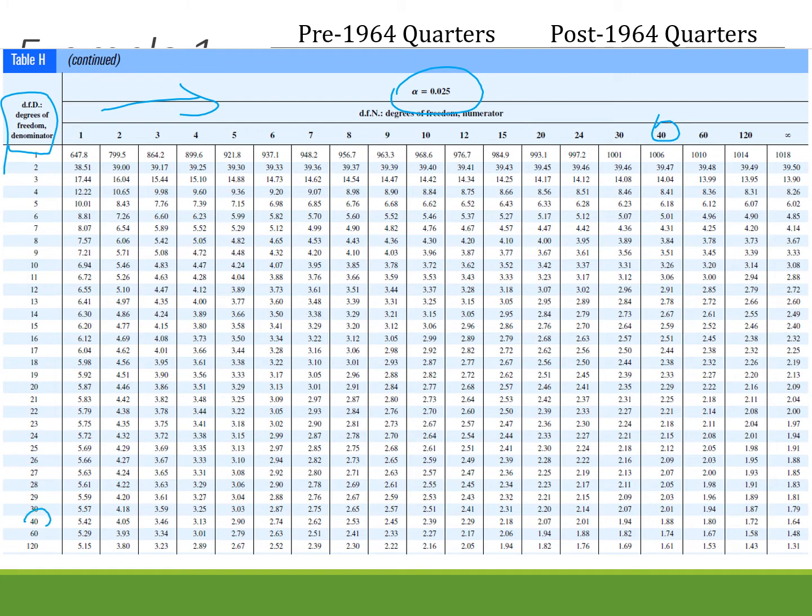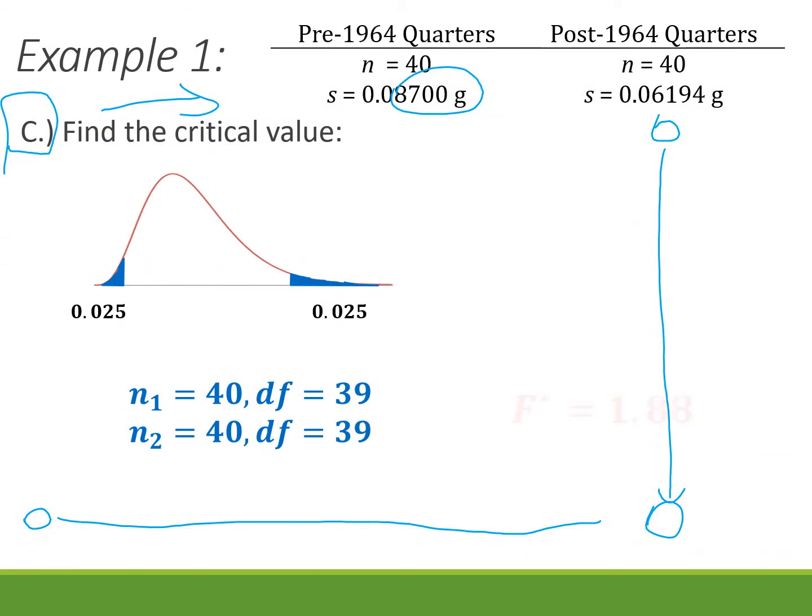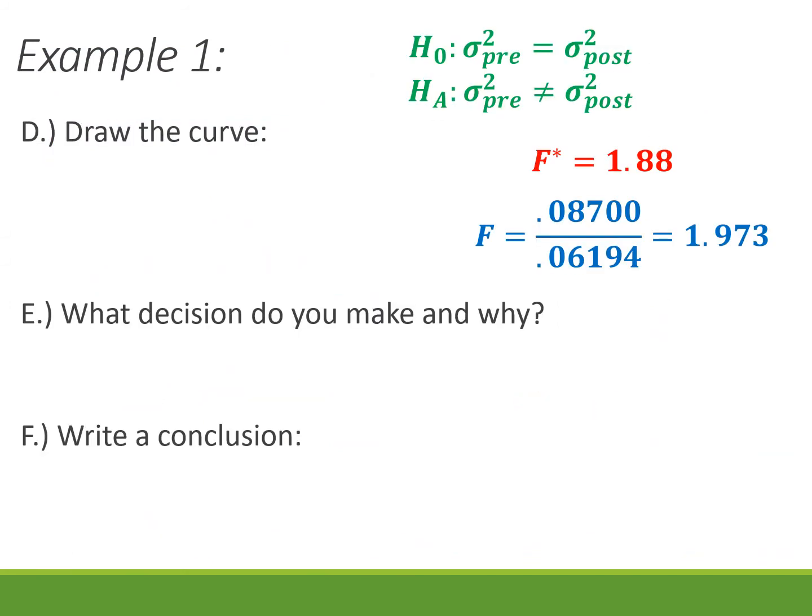Again, the closest thing to degrees of freedom of 39 is 40, and we're just going to find where these two intersect. And they intersect at 1.88, so that's our critical value. So here we have everything compiled. We have our hypotheses, we have our critical value, 1.88, and we have our test statistic, 1.973.